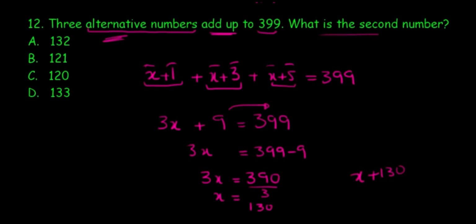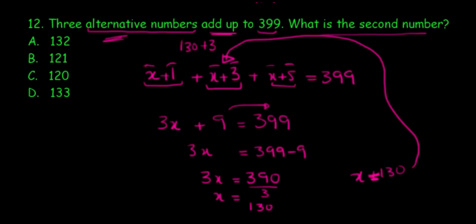What do they want? They want the second number. So x equals 130. They want the second number, which is this one here. So that's 130 plus a 3, that's 133. Done. We've got 6 more questions to go.